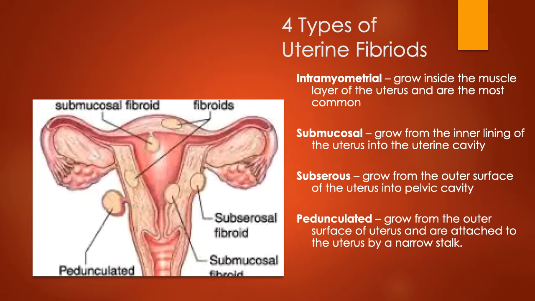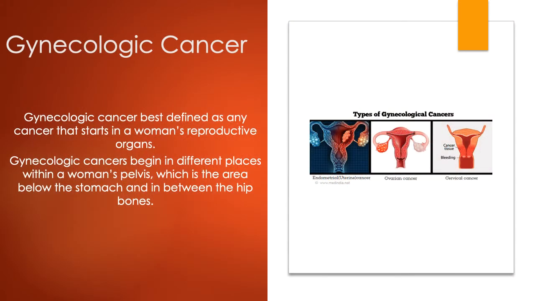There's also the pediculated, which grow on the outer surface of the uterus and are attached by a small narrow stalk. Those are less common, but also happen occasionally. All right, let's go ahead and talk a little bit about gynecological cancer.